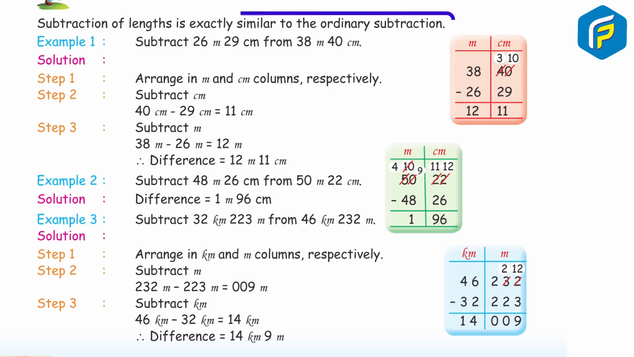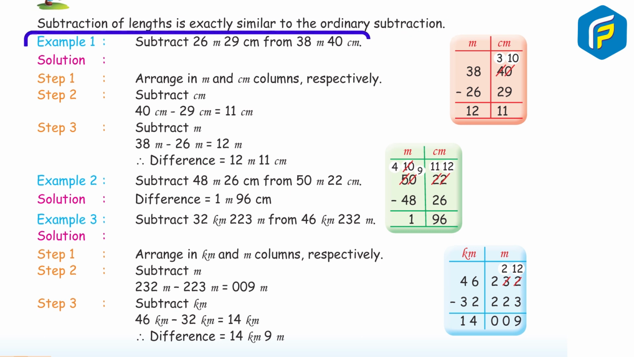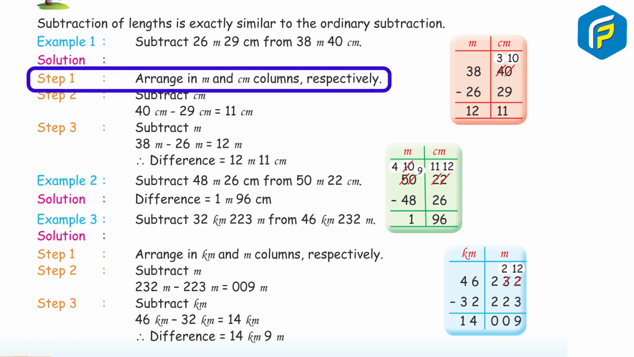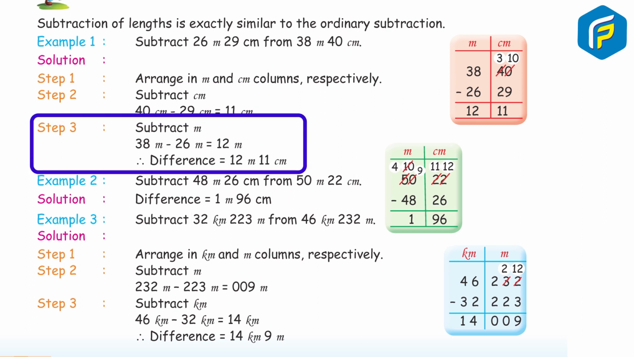Subtraction of length. Subtraction of length is exactly similar to ordinary subtraction. Example 1. Subtract 26 meter 29 centimeter from 38 meter 40 centimeter. Solution. Step 1. Arrange in meter and centimeter columns respectively. Step 2. Subtract centimeter. 40 centimeter minus 29 centimeter is equal to 11 centimeter. Step 3. Subtract meter. 38 meter minus 26 meter is equal to 12 meter. Difference: 12 meter 11 centimeter.